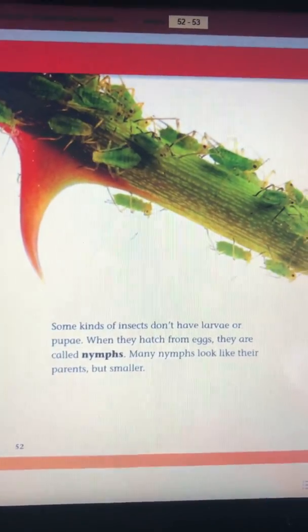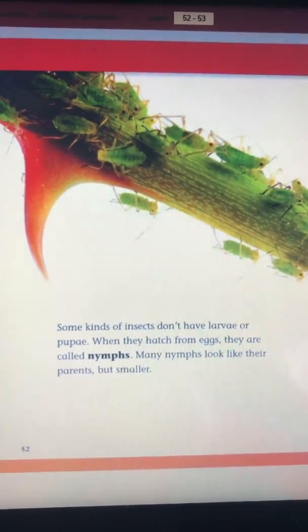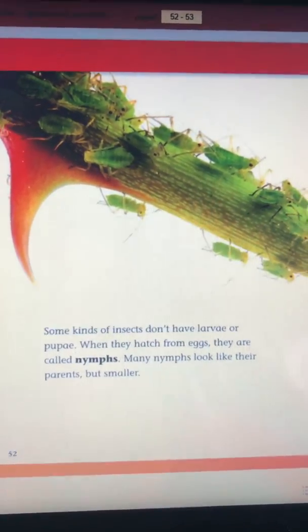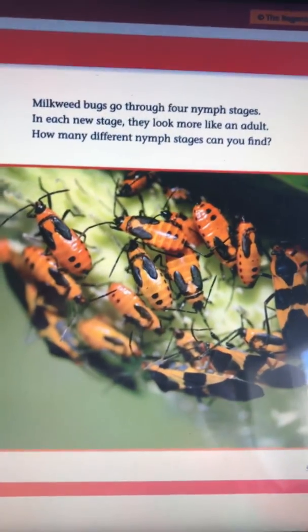Some kinds of insects don't have larvae or pupa. When they hatch from eggs, they are called nymphs. Many nymphs look like their parents but smaller. So those are nymphs. And there are the adults.